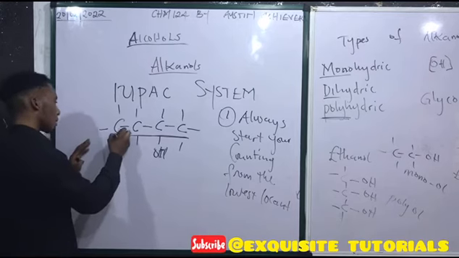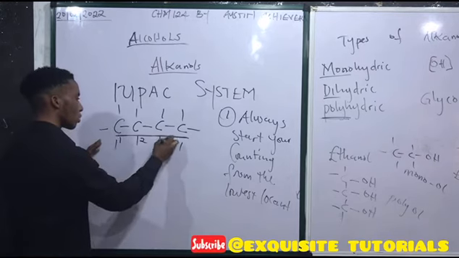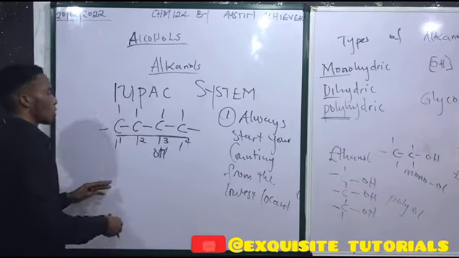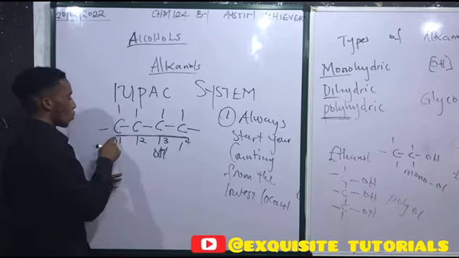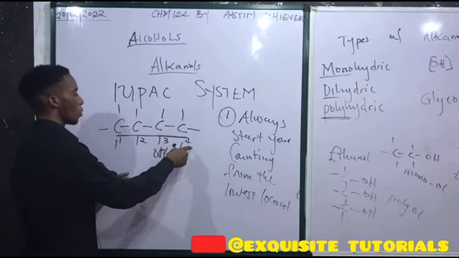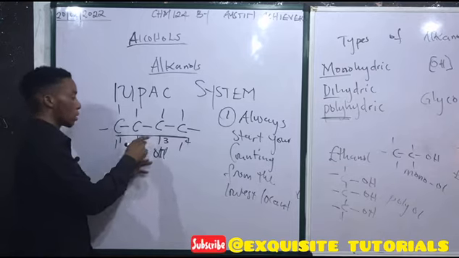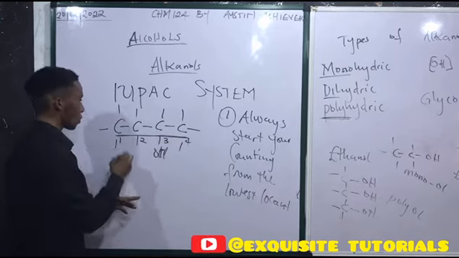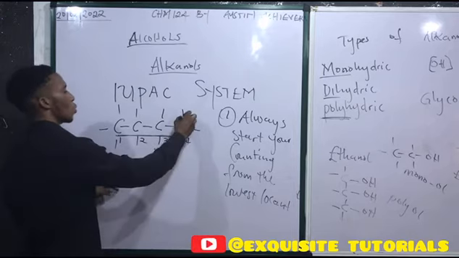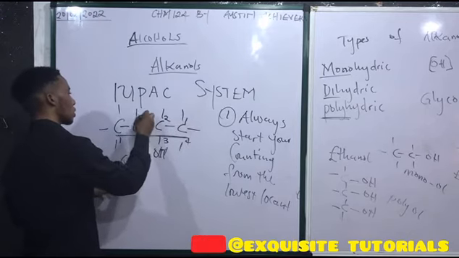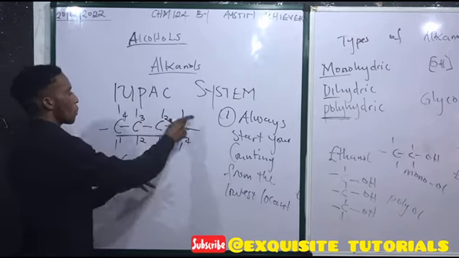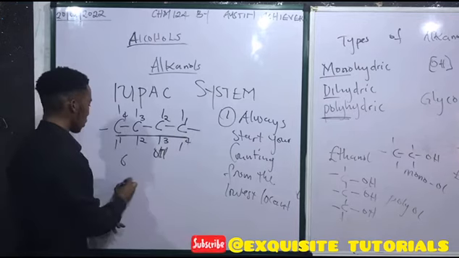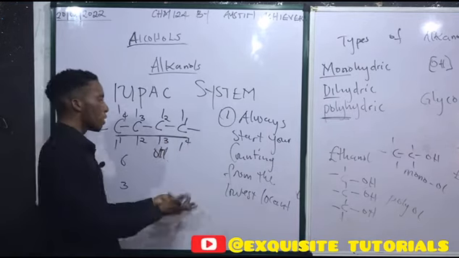If I start here as carbon 1, 2, 3, 4. 1 plus 2 is 3, 3 plus 2 is 6. But if I start from here, 1, 2, 3, 4. 1 plus 2 is 3. So it is very, very convenient for me to start from here.